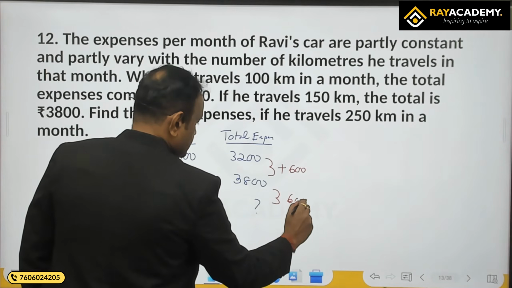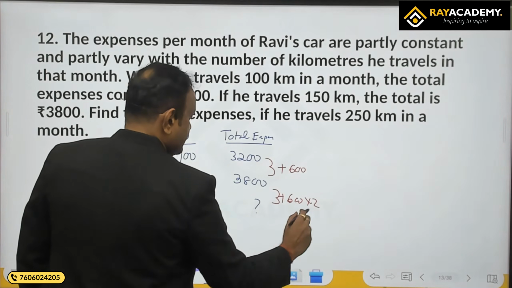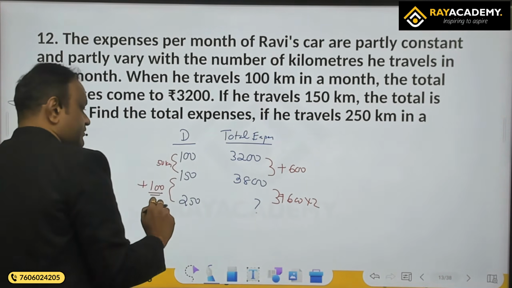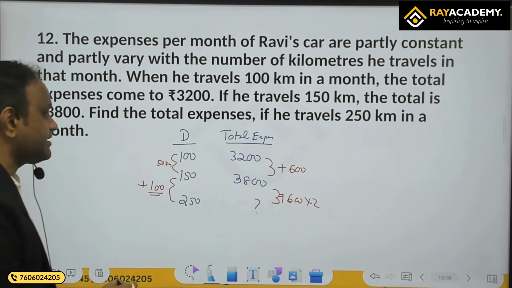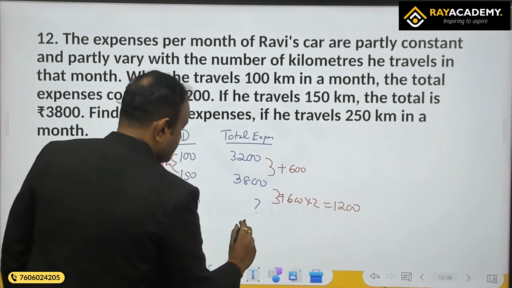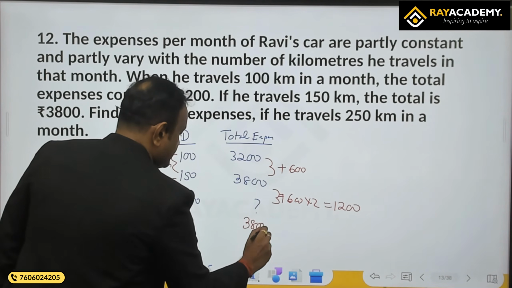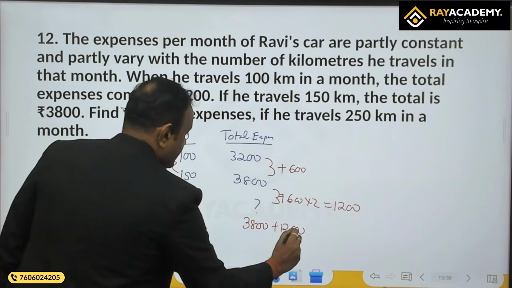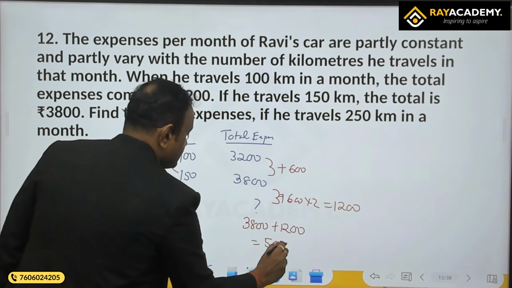600 into 2. The increase will be, as I said, every 50 kilometers it is 600 rupees. So for 100 kilometers, 600 into 2 will be the increase, that is 1200 increase. So the answer will be 3800 plus 1200, it is giving you 5000 rupees.